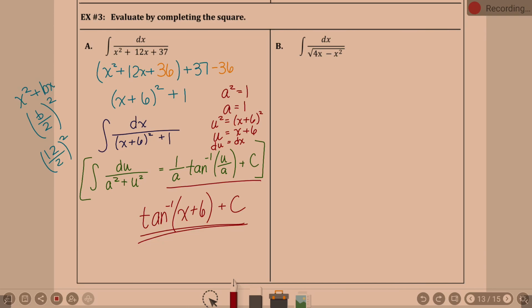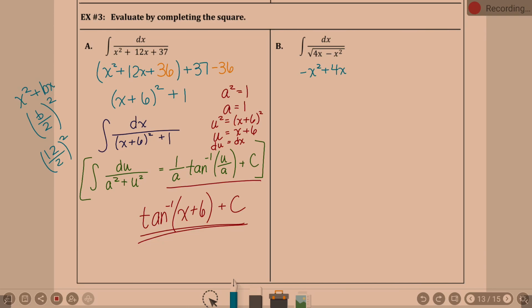Let's look at B. 4x minus 9. Well, remember, notice it says evaluate by completing the square. So let's worry about what we have under the radical, which is negative x squared plus 4x. I just flipped it. My brain has to see the x squared first. And I think your brain will do much better if you see the x squared first.